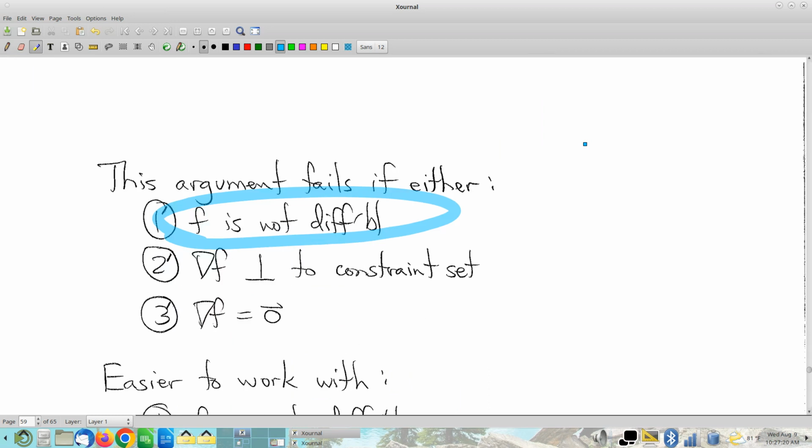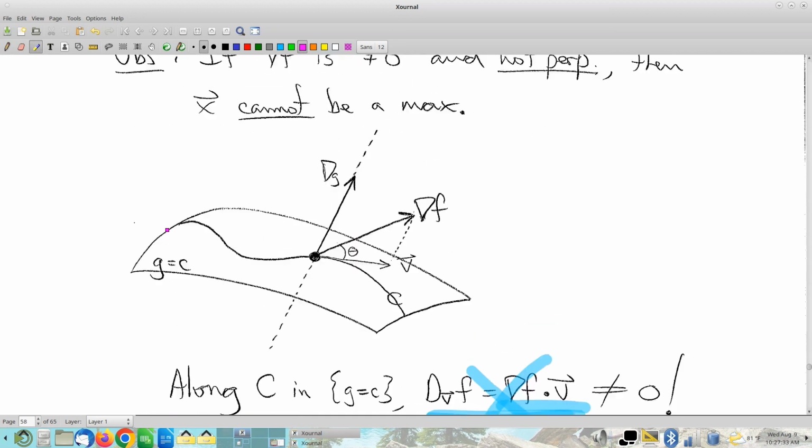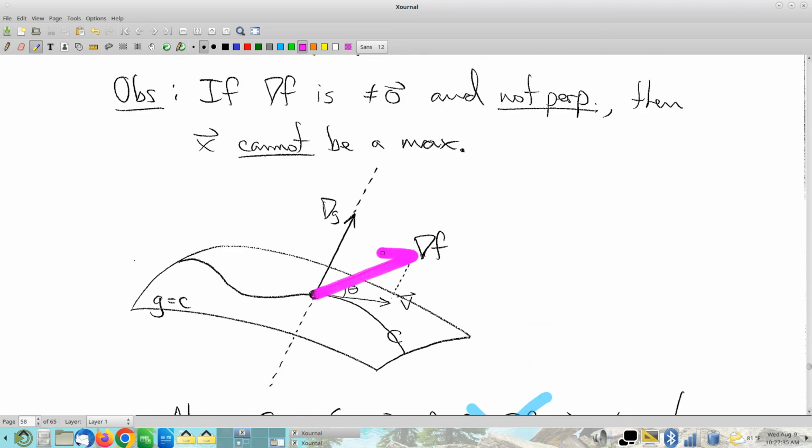Likewise, I was assuming, and I kind of swept this under the rug on purpose, that my objective gradient was not perpendicular to the constraint set. See how I drew it off at an angle like that? I didn't draw it perpendicular to the constraint set like the gradient of G is. I drew it off at some angle.